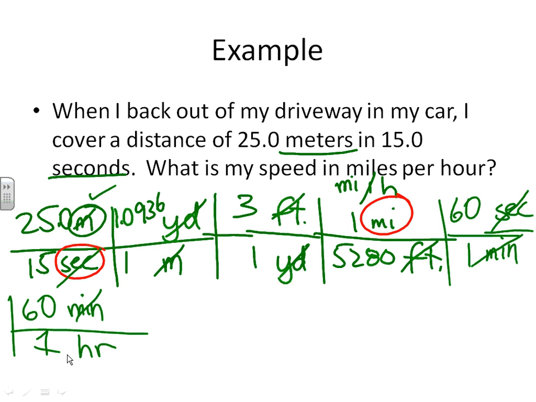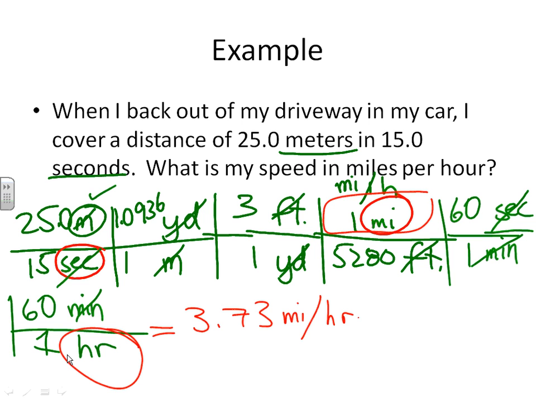Now look at what we've done with our units. The only unit that remains on the top is that mile. The only unit that remains on the bottom is the hour. In one T-chart, I have turned 25 meters per 15 seconds into miles per hour. I only have to go to my calculator realistically once for this problem. And when you go through all this math, multiplying the top together, multiplying the bottom together, and then dividing, you should hopefully get 3.73 miles per hour.